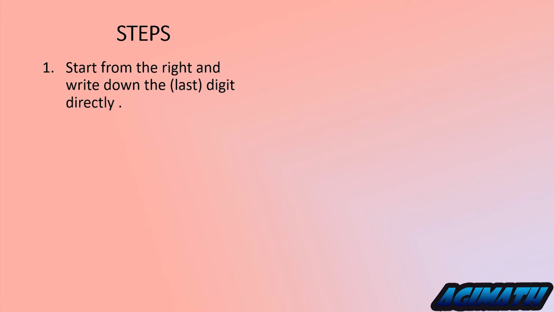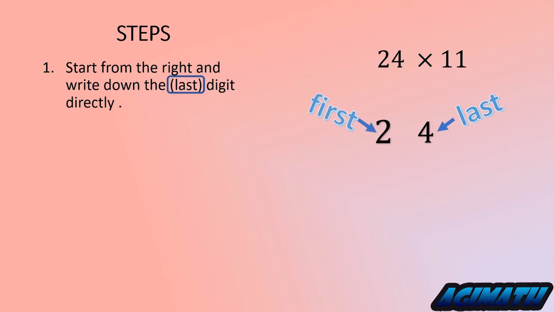So we have the following steps. First, start from the right and write down the last digit directly. We have our problem, for example, 24 times 11. Before we start, let us first bring down 24 and break it down. Let us have some notation. Let 4 be the last digit. The rightmost digit will be called the last, and the leftmost digit will be the first.